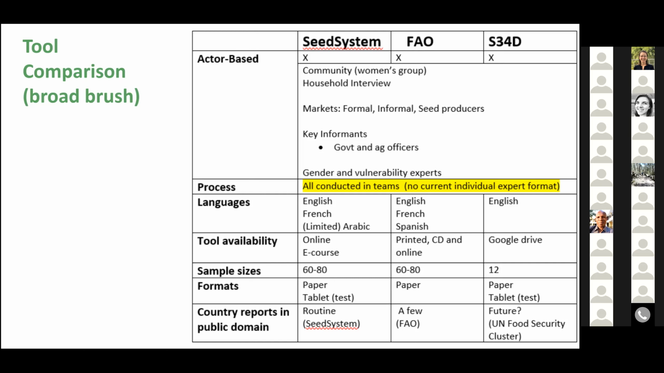And then finally, in terms of where you can find the reports, you can read the bottom line. Seed System, they're posted routinely. FAO has some really good ones, but only a few online. Right now, S34D is thinking where it should put them, and they're discussing the UN Food Security Cluster. So this is just a broad brush to give you an idea of the commonalities and differences, but most of them are common.